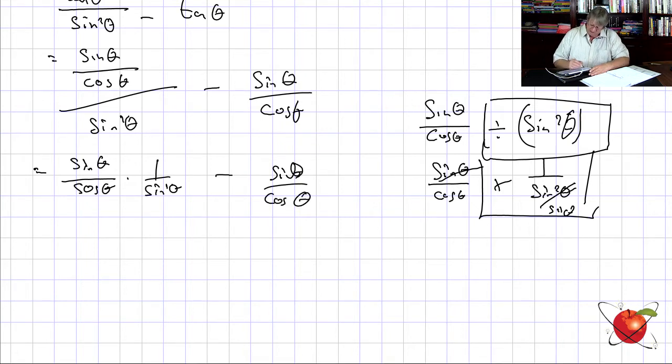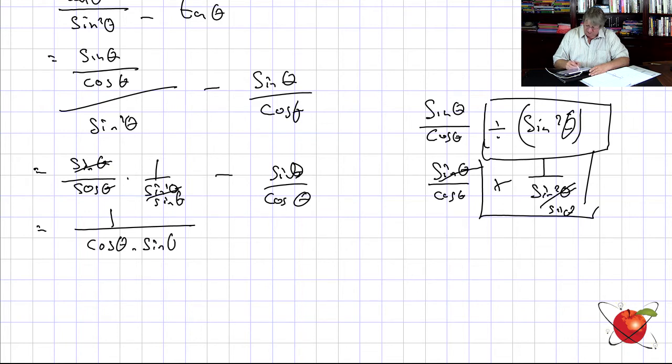And then what am I going to do? I'm going to cancel there, and we're going to have at the end of the day 1 over, because that's gone, leaving us with a sine theta there: 1 over cos theta times sine theta minus sine theta over cos theta.